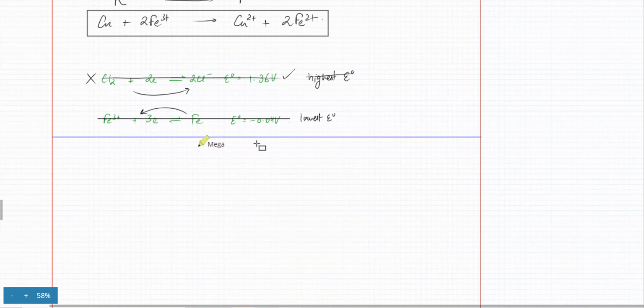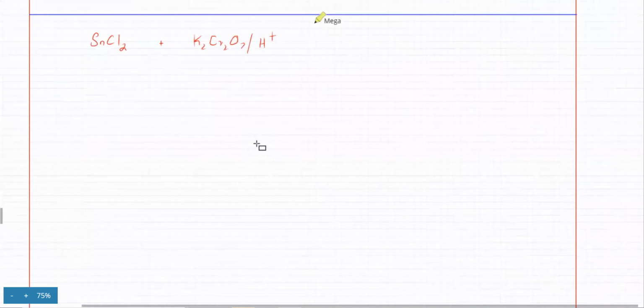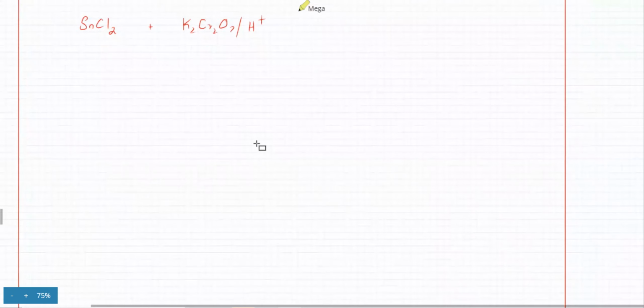Let's do another one. Let's say this other one is that I want to figure out a reaction between SnCl2 and K2Cr2O7, acidified, right? This is a reaction that I want to figure out what's going to happen.